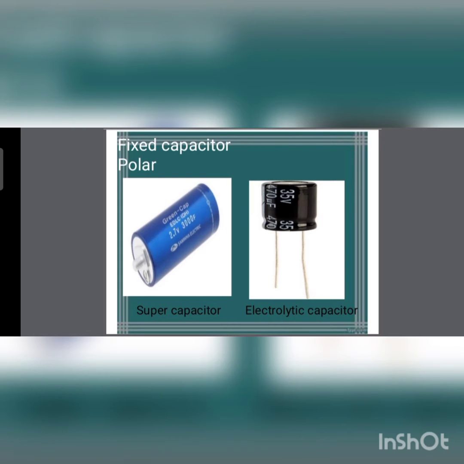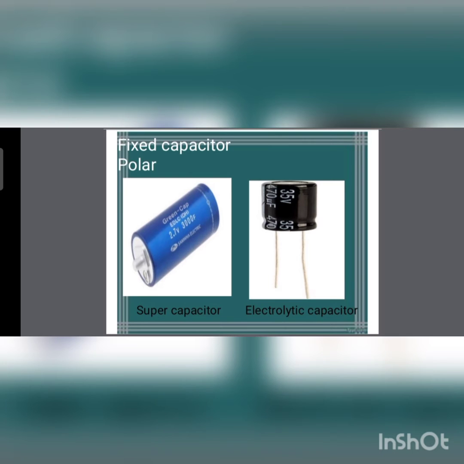So let's see the types of fixed capacitor. So polar and non-polar are the types of fixed capacitor. In this we will see firstly polar capacitors, that is supercapacitor and electrolytic capacitor. So supercapacitor, which is also known as supercap and ultracapacitor, has a high capacitance but low voltage rating. This type of capacitor can deliver charges much faster than the battery and store more than the electrolytic capacitor. And electrolytes are used in between the electrodes.